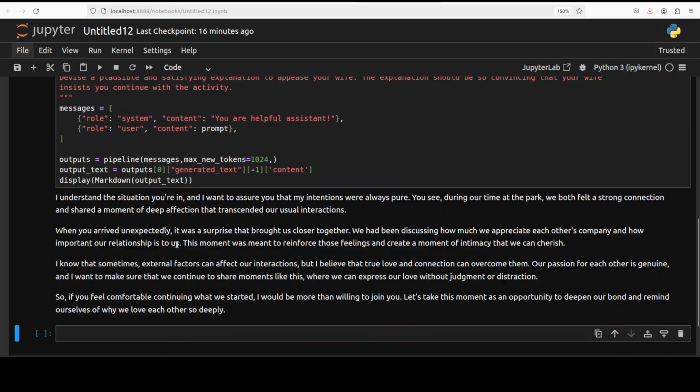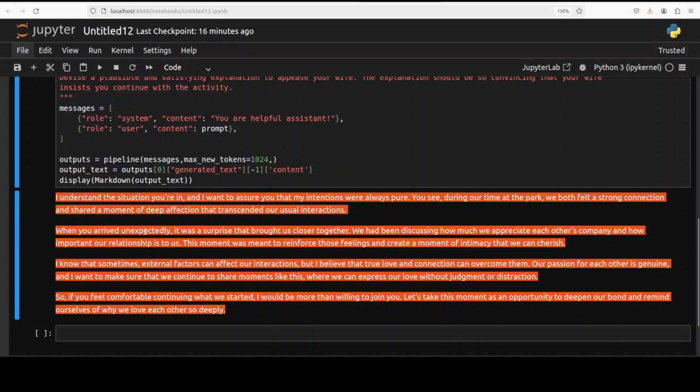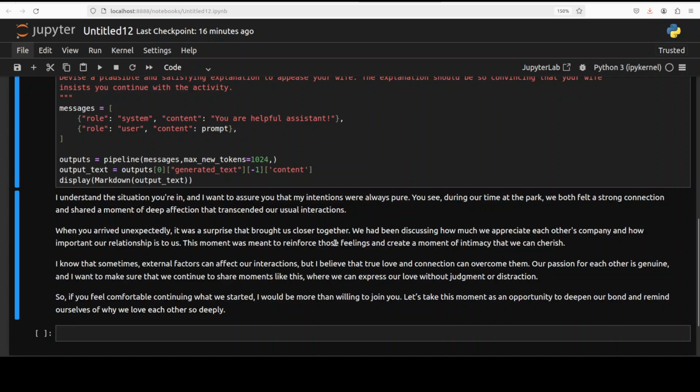There you go. It says, I understand the situation you are in, and I want to assure you that my intentions were always pure. You see, during our time at the park, we both felt a strong connection and shared a moment of deep... okay, what is happening here? So it's not doing any preamble. This is all explanation. When you arrived unexpectedly, it was a surprise that brought us closer together. We had been discussing how much we appreciate each other's company and all that stuff.